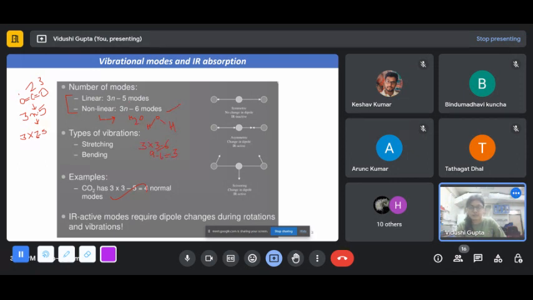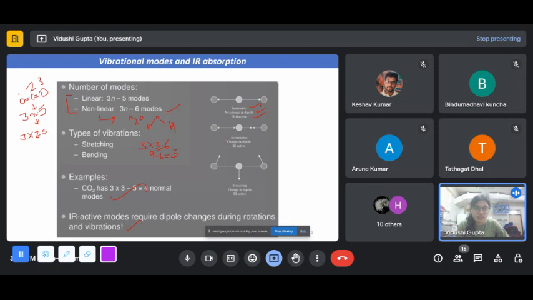Now just look here, it is a symmetric type of vibration. Here there will be no change in dipole, so IR will be inactive here. For IR to be active, there should be a change in dipole. IR active modes require dipole changes during rotations and vibrations.